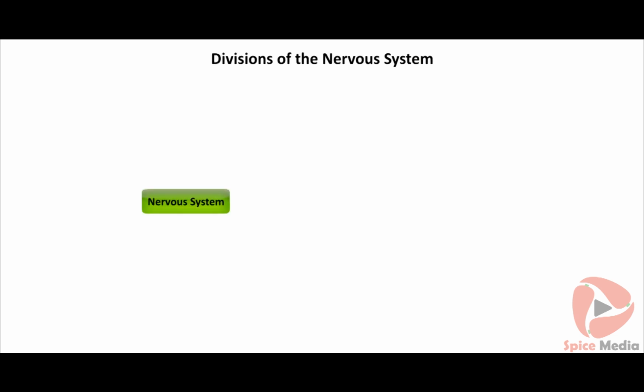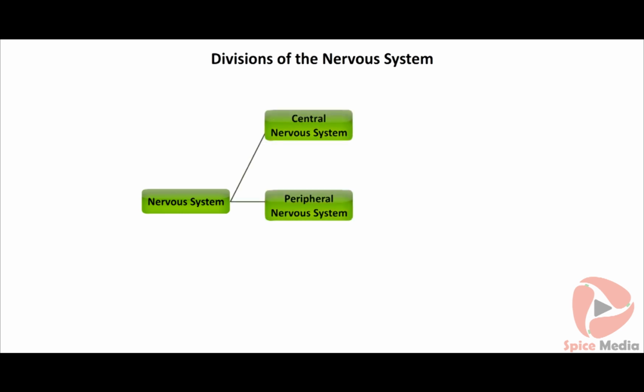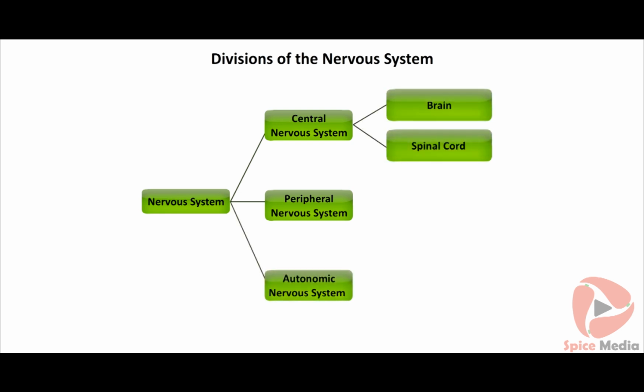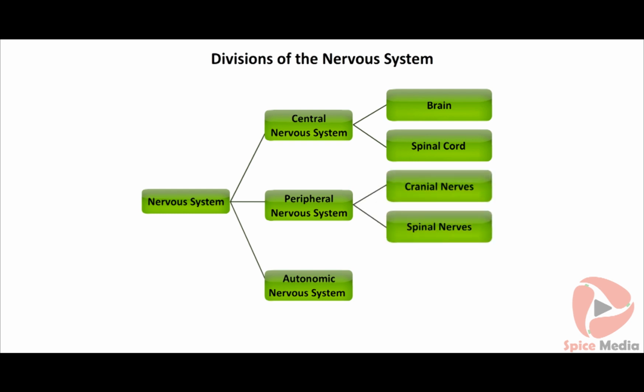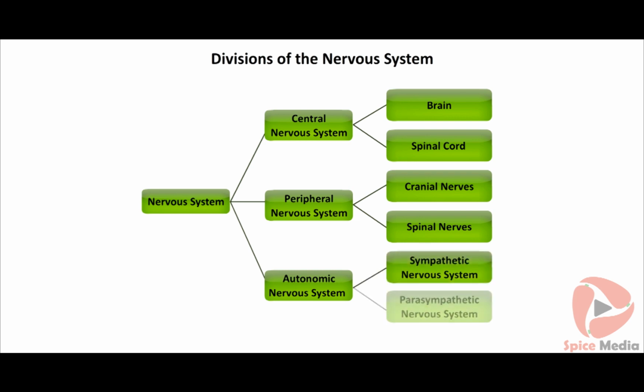The 3 divisions of the nervous system are called central nervous system, peripheral nervous system, and autonomic nervous system. Brain and spinal cord are the components of the central nervous system. Cranial nerves arising from the brain and spinal nerves arising from the spinal cord form the peripheral nervous system. Autonomic nervous system is subdivided into sympathetic and parasympathetic nervous system. The autonomic nervous system is involved in controlling involuntary actions of the body.